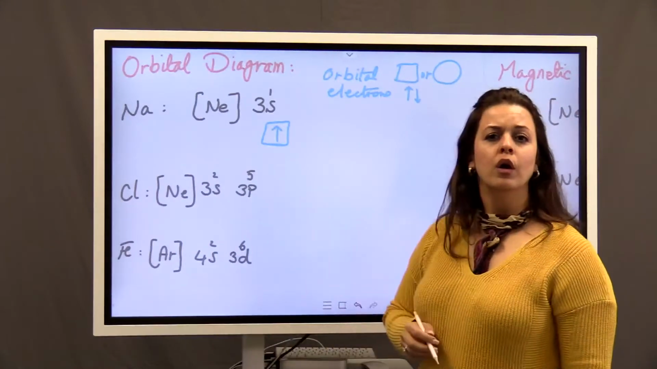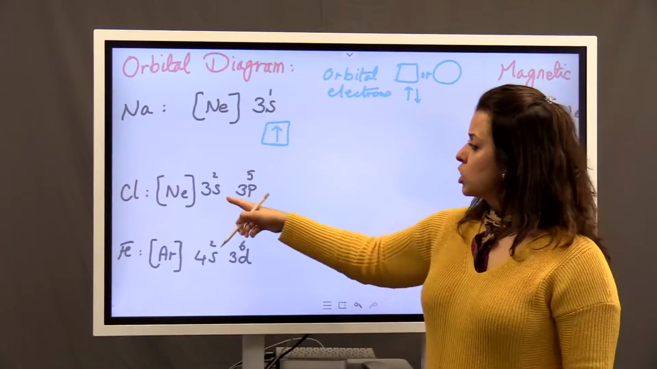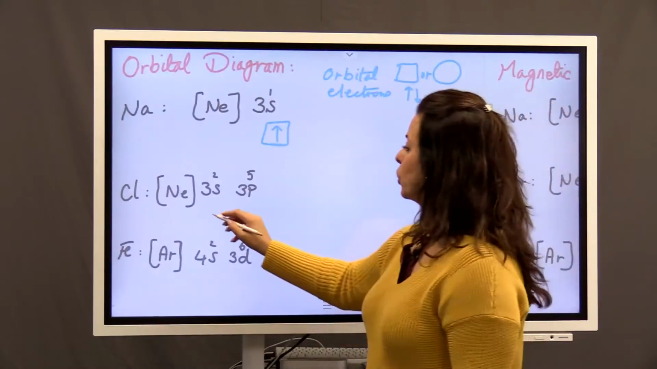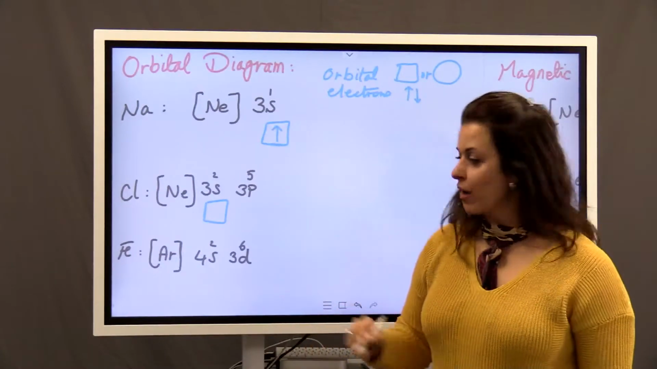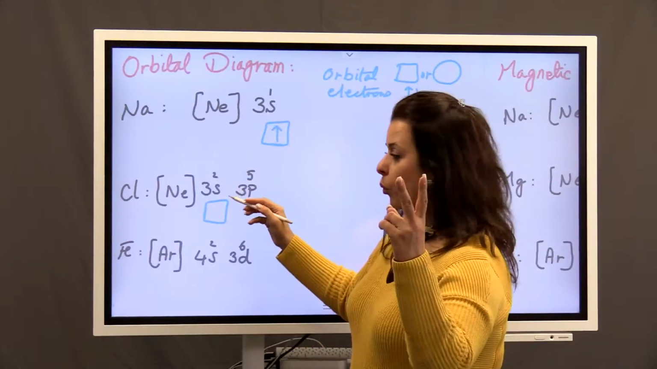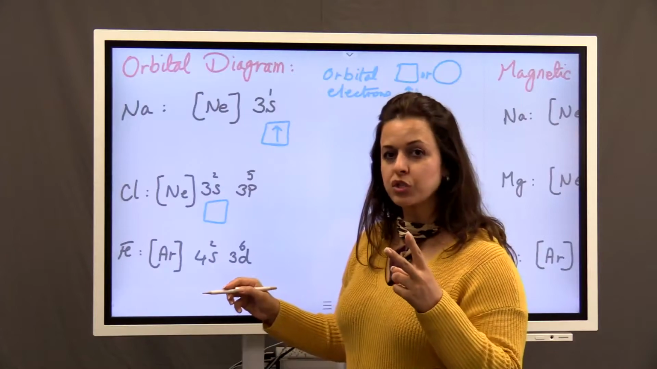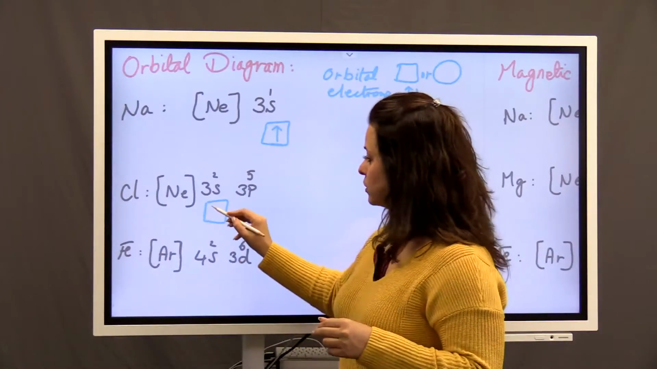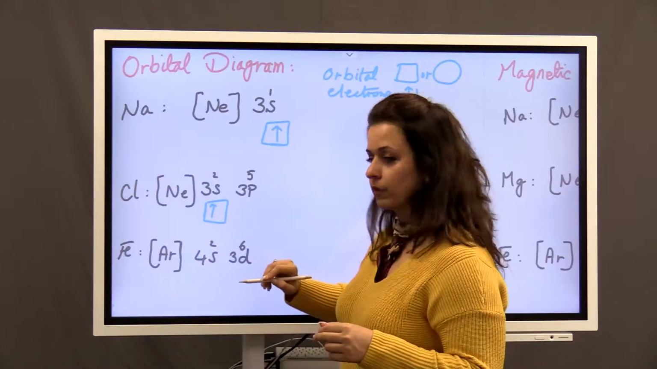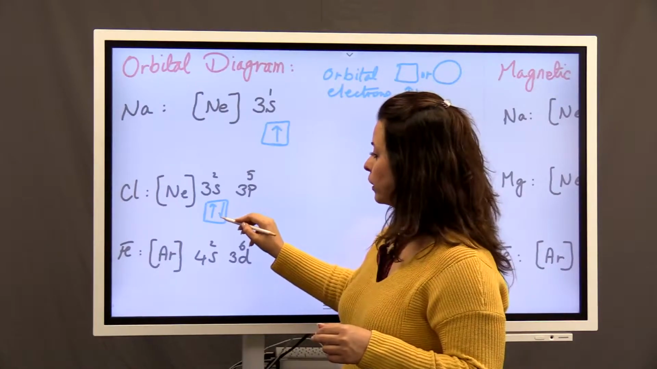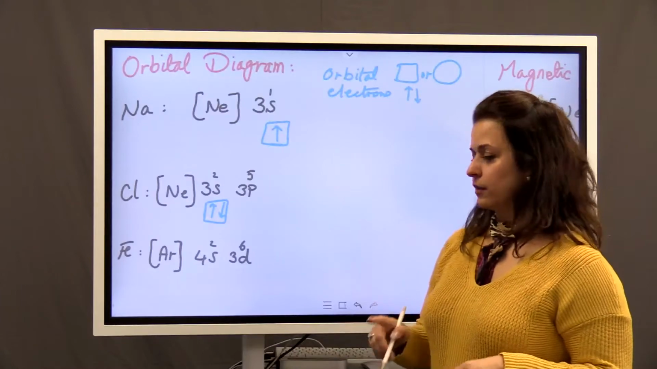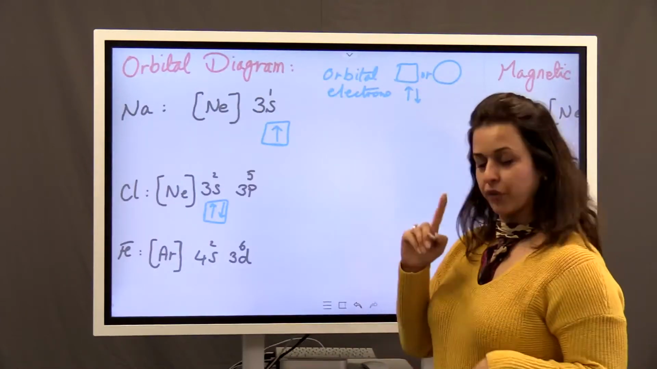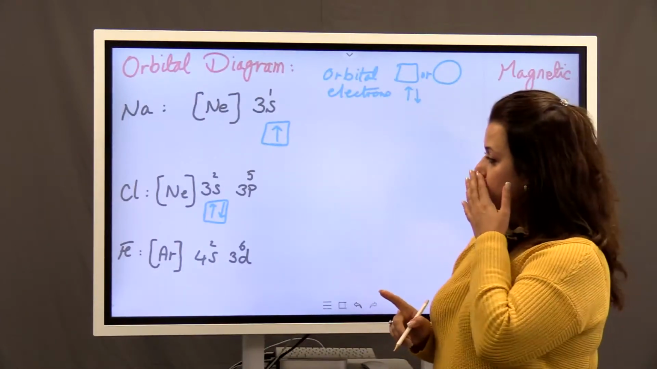Let's do it for chlorine. You have 3s, right? So it needs one box. How many electrons do you have in your 3s? 2. We are supposed to have 2 electrons with opposite spins. So one of them should point at top, one of them should point at bottom, to show the opposite spin. The direction of the arrows shows the spin.